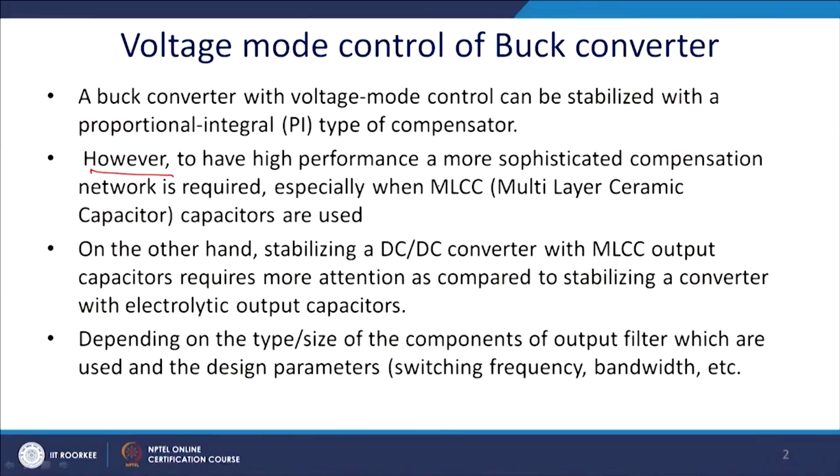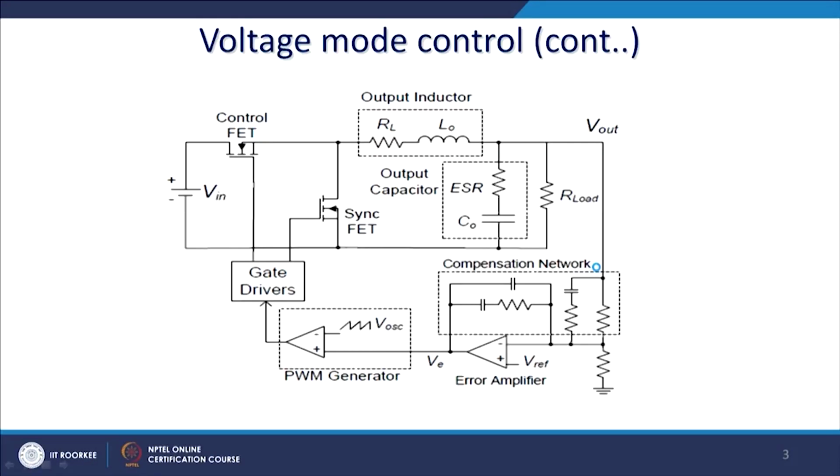For this reason, for high performance, a more sophisticated compensation network is required, especially when a multi-layer ceramic capacitor is used. To stabilize the DC to DC converter with an MLC capacitor requires more attention compared to stabilizing the converter with an electrolytic one. Depending on the size and the type of the component, the output filter is chosen, and switching frequency, bandwidth, etc. are determined. Whatever I am telling for the DC to DC converter is applicable for the FACTS devices also.